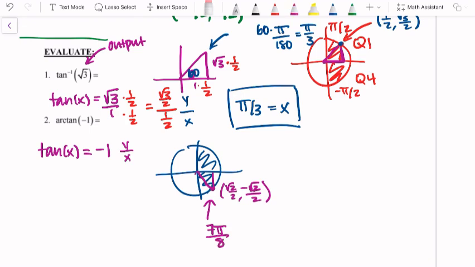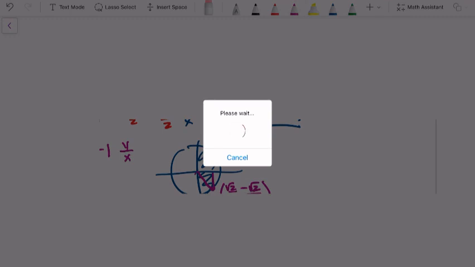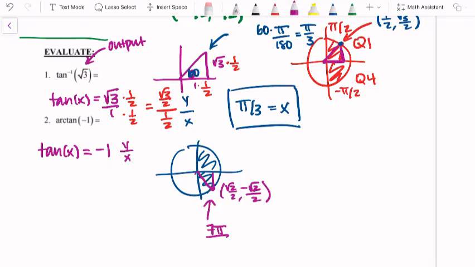Whoa, where did I get that? Why won't it erase? It froze. Uh-oh. I wonder if it's still recording. Okay, well, I don't know what happened there.